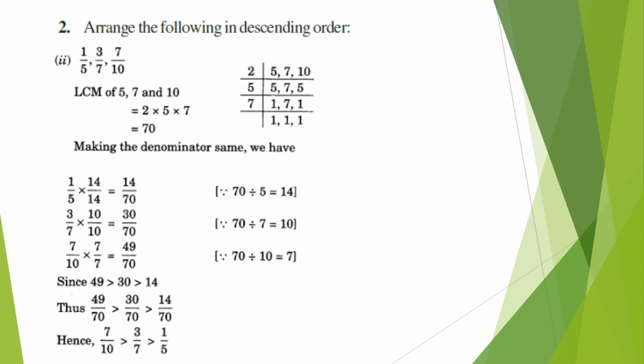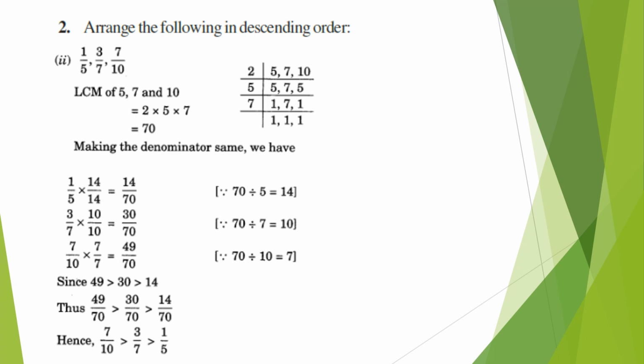Now we move to question number 2. Arrange the following in descending order. Second one, 1 upon 5, comma, 3 upon 7, comma, 7 upon 10. Three fractions are given here. We have to arrange them in descending order. Here the denominators of the fractions are different. So children, first we can make each fraction with the same denominator.